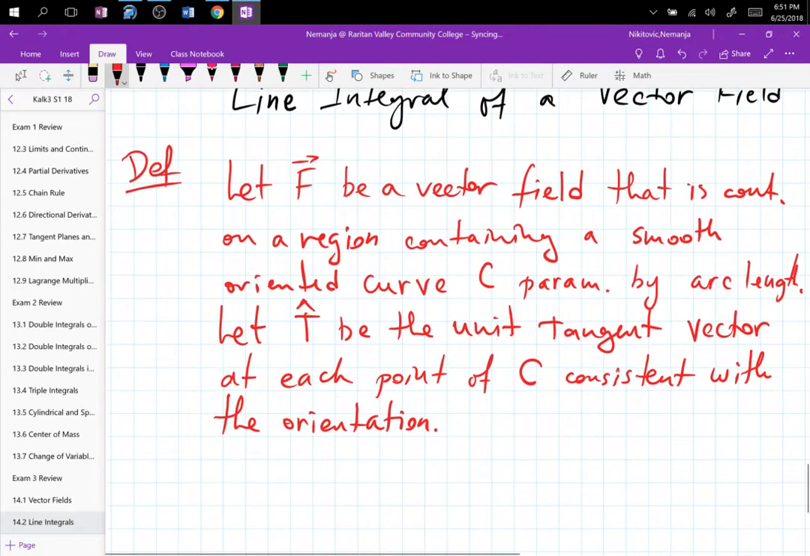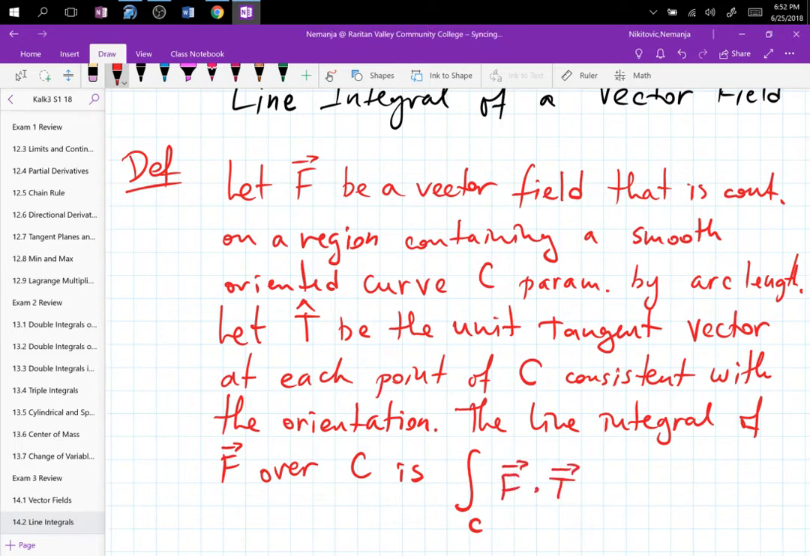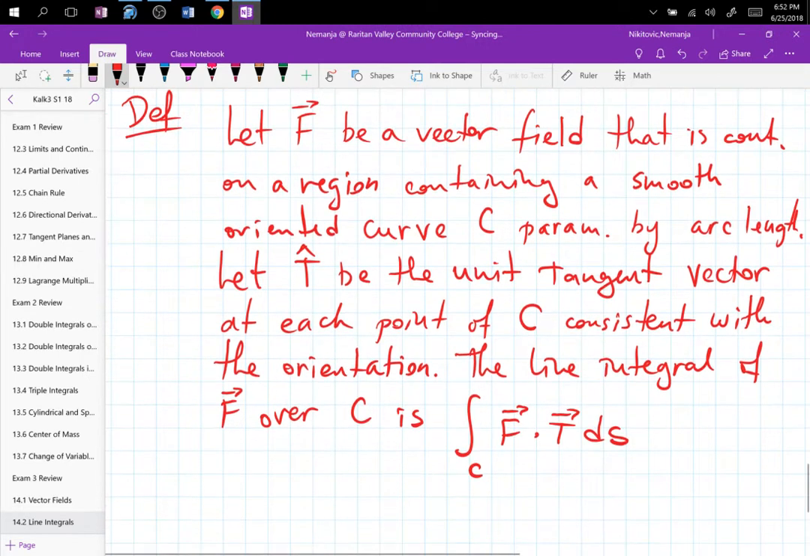The line integral of F over C is the integral of F dot T ds. Again, this is the definition on which we are getting to understand what is happening. Without me drawing what's already there in the book, I'm going to show you the graphic over there.